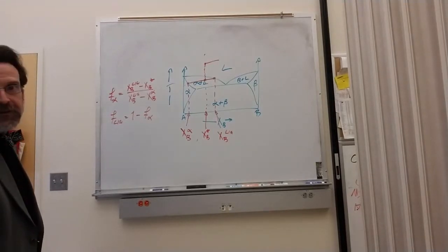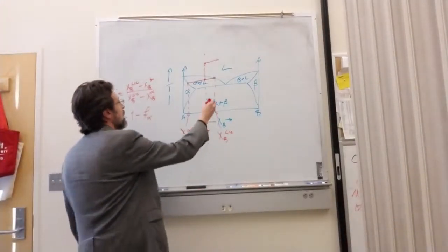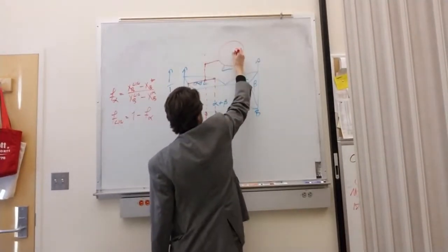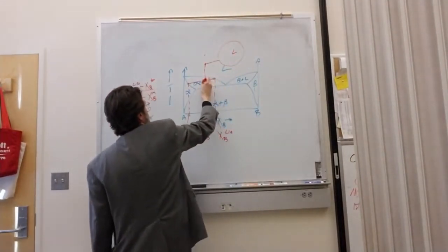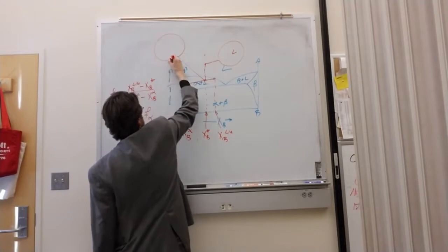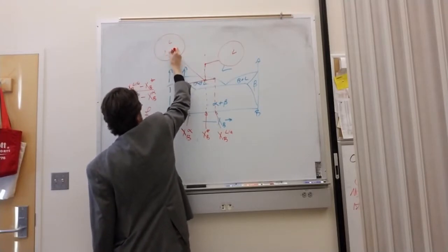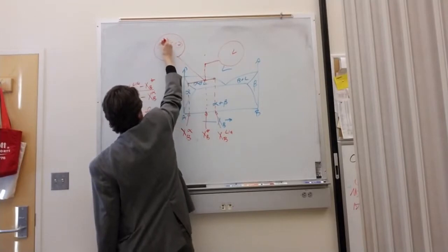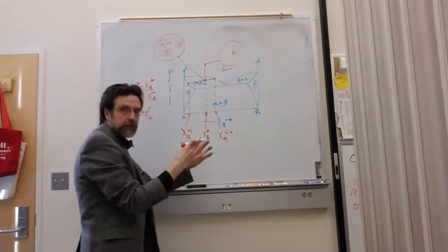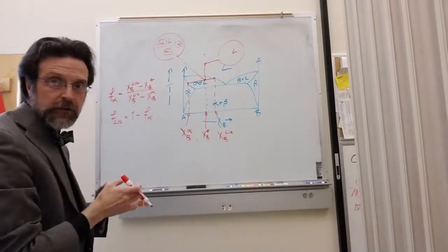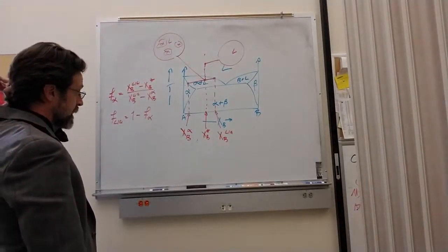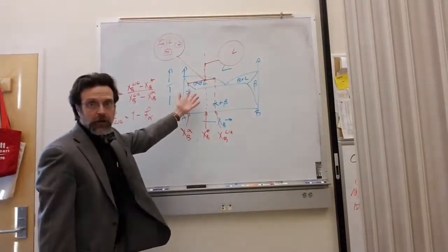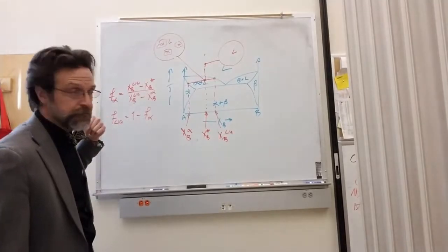If we imagine what these look like in a microscope, at this region here is all liquid. At this region here is going to be liquid with some alpha precipitates that are forming little nuclei that are growing in our liquid. And now we're going to talk about the eutectic microstructure.